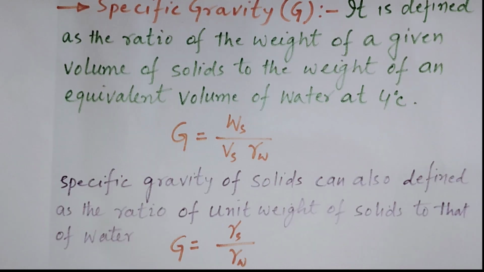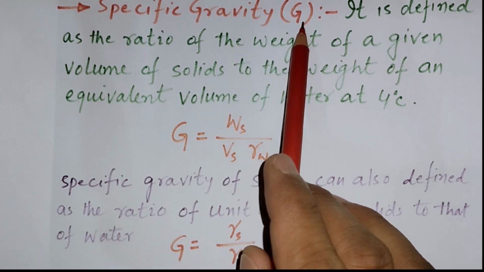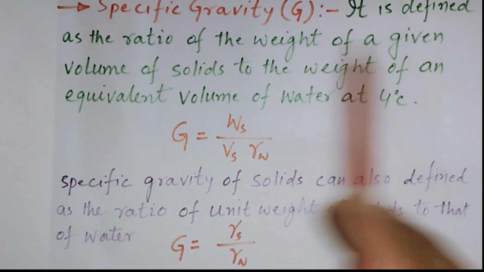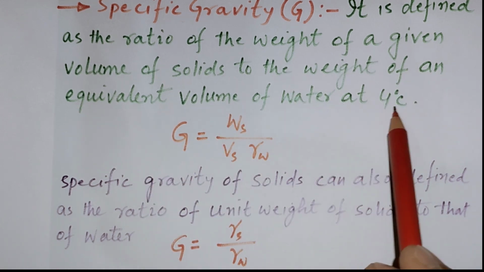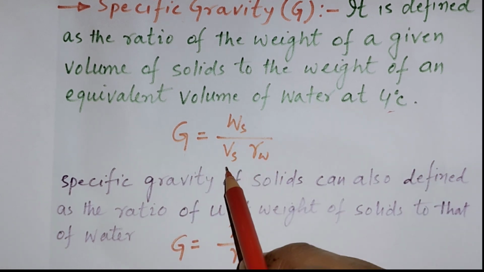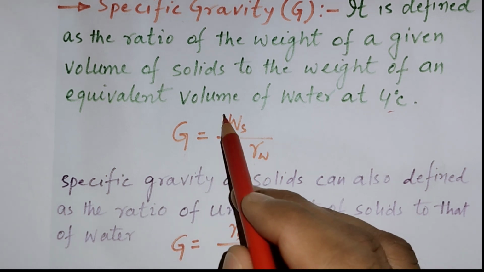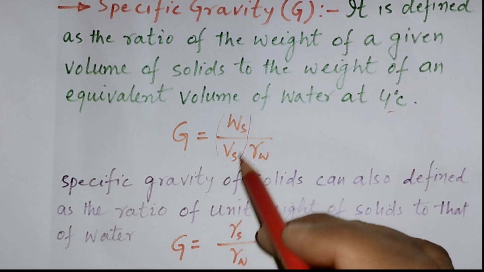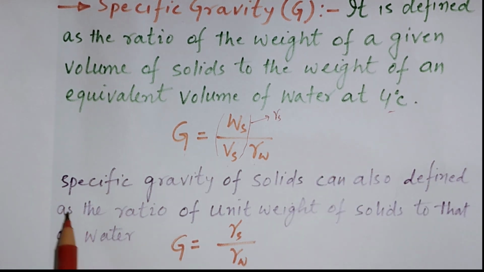Another important definition is specific gravity. Symbol is G, capital G. It is defined as the ratio of the weight of a given volume of solids to the weight of an equivalent volume of water at 4 degrees Celsius. G is equal to weight of solid divided by volume of solid, gamma W. If we rearrange this equation, weight of solid and volume of solid will give the unit weight of solid, that is gamma S.